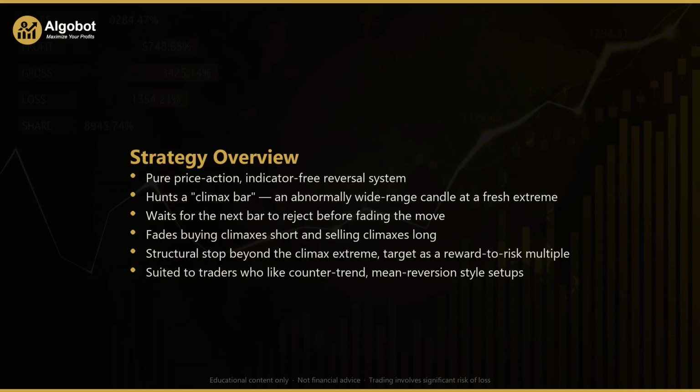Because everything is derived from raw bar highs, lows, opens, and closes, this EA works on any instrument and any time frame you choose to test it on, from forex pairs like EURUSD to gold or indices. It is best understood as a counter-trend, mean-reversion tool. It is looking to sell into overextended rallies and buy into overextended sell-offs, rather than ride a trend. This style suits traders who are comfortable trading against the immediate momentum and who appreciate clearly defined, structural risk.